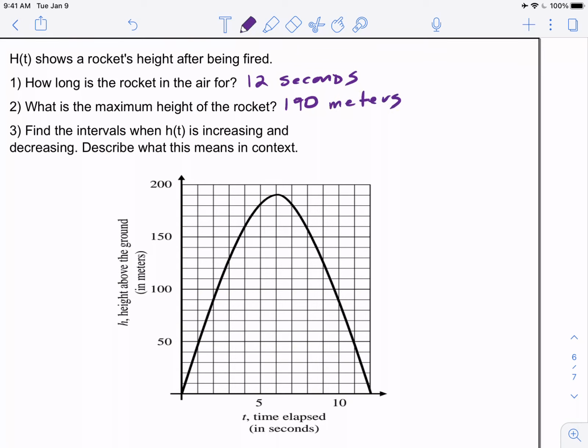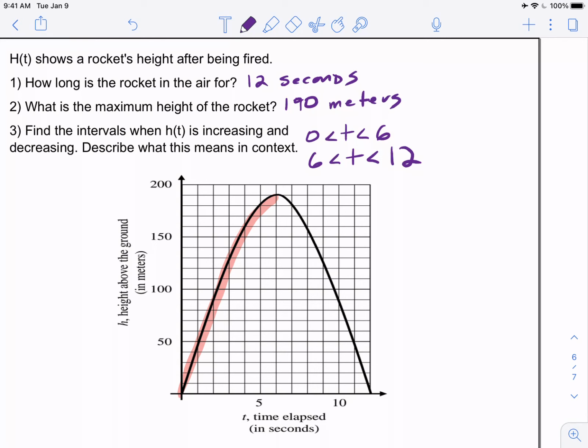And then find the intervals when h of t is increasing and decreasing. Explain what this means in context. So it's increasing on the left-hand side, right? That's between 0 and 6 seconds. And it's decreasing on the right side. That's between 6 and 12. I don't want to say infinity. You might be saying, doesn't it keep decreasing? Because this is a real world situation, once this ball hits the ground, this event is over. It's not like the ball continues to go underground.